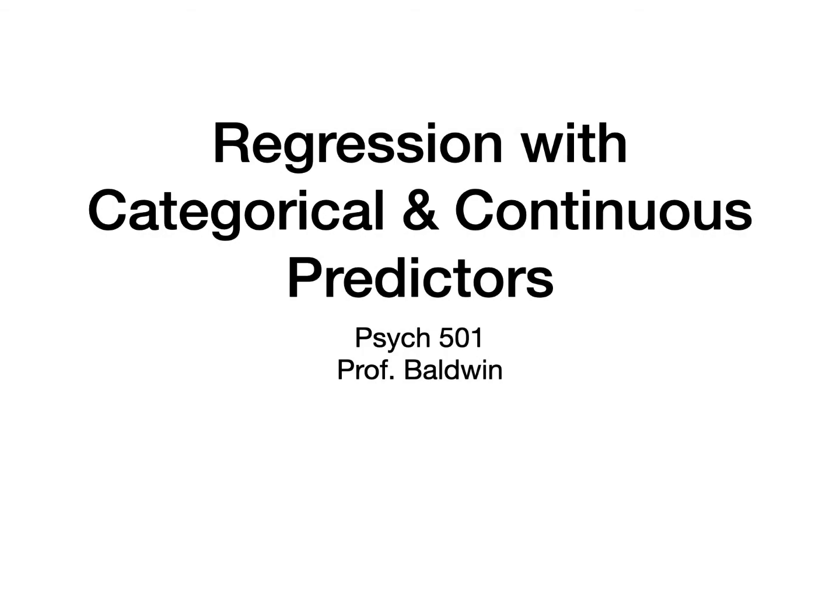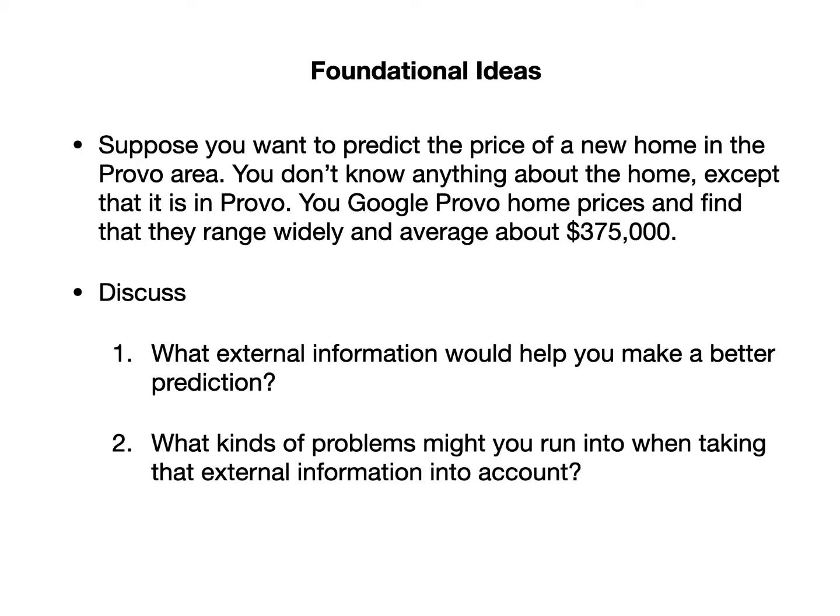Okay, for our next set of topics, we're going to cover adding both categorical and continuous predictors into the same model. So let's think again about our previous example of these foundational ideas. We're interested in predicting the price of a new home in the Provo area. We Google average home prices, find out that they range widely, but they average about $375,000.